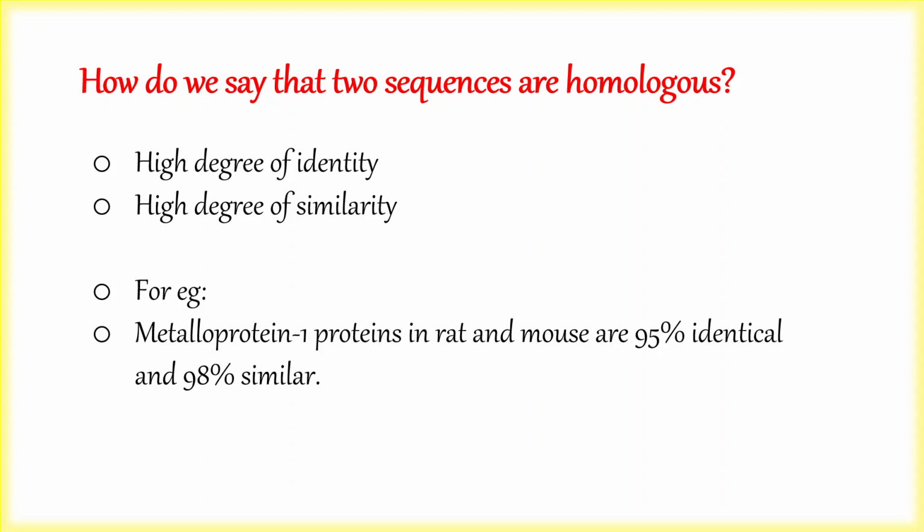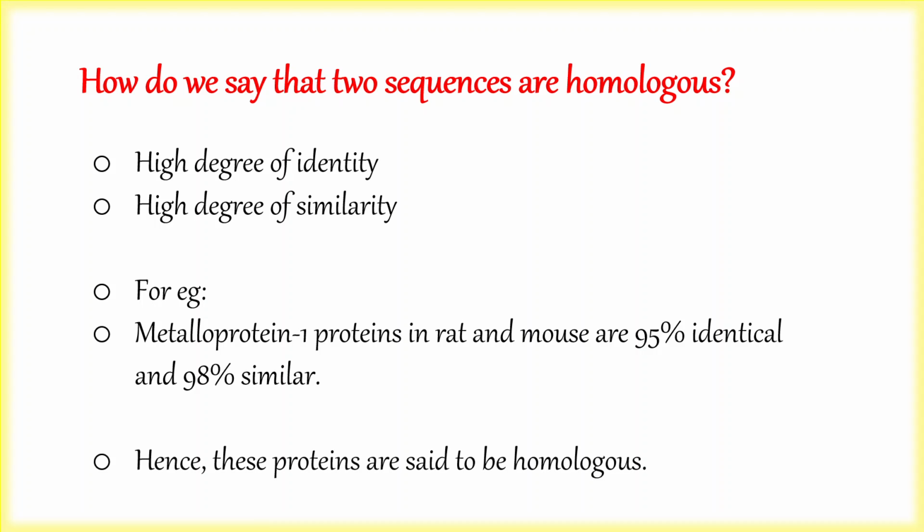So the correct term to use is homologous or non-homologous. We cannot use the terms percentage homology or significant homology. They are quite misleading. So these proteins are said to be homologous.